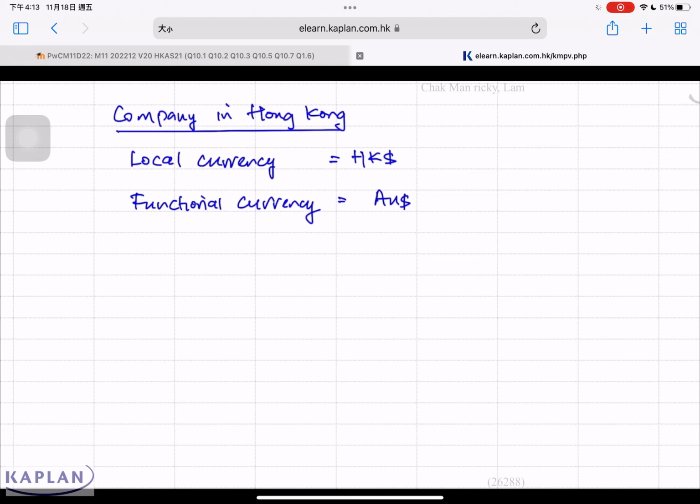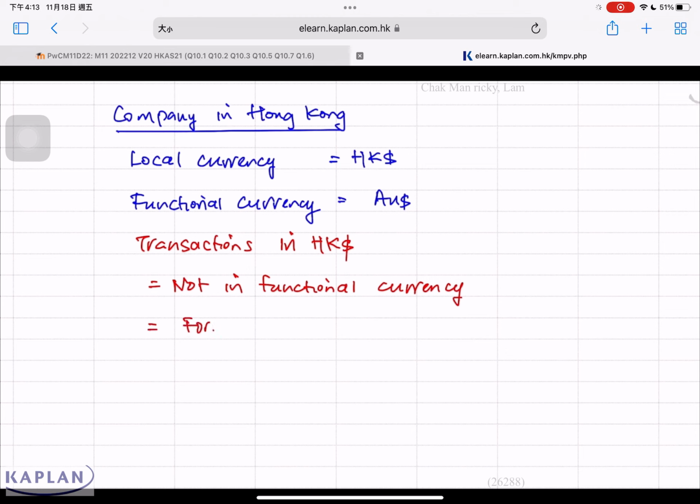Whatever this company does is done on behalf of the head office in Australia. The contracts signed will be denominated and settled in Aussie dollar. Most of the operating costs will be paid in Australian dollar. Part of it will be paid in Hong Kong dollar. This indicates that the functional currency of this company is Australian dollar. It's an extension of the head office in Australia. If the head office functional currency is Australian dollar, then this company's functional currency is Australian dollar. If this company has transactions in Hong Kong dollar, these transactions are not in functional currency. As long as it's not in functional currency, it means it's a foreign currency transaction.